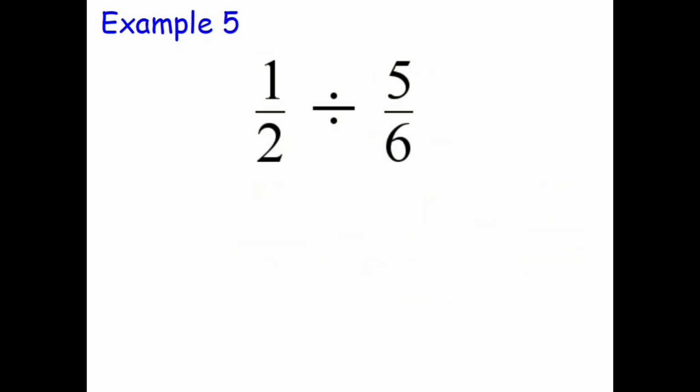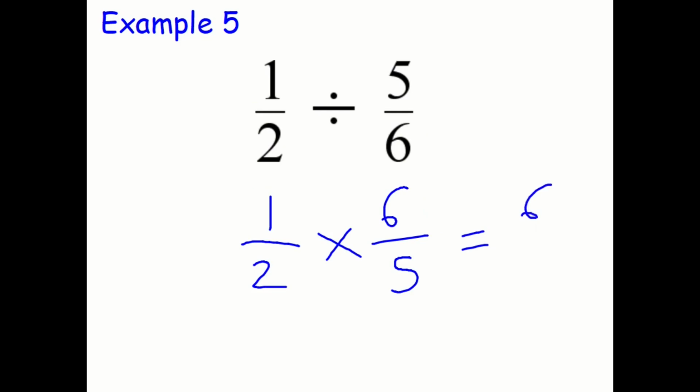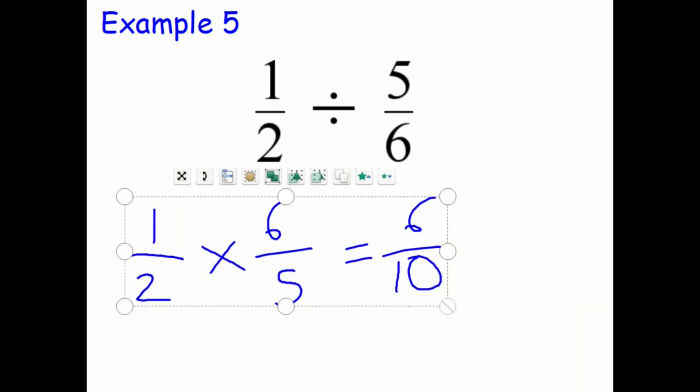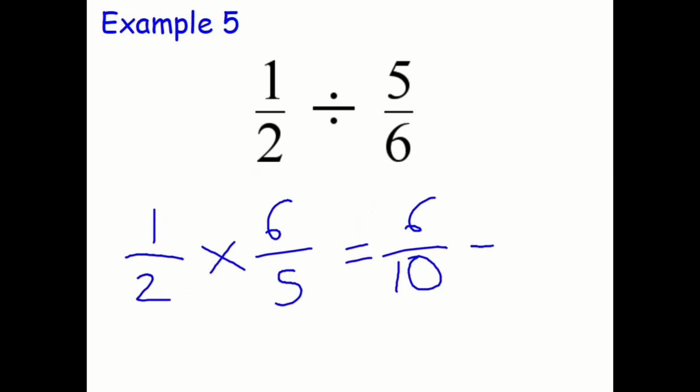When you've got two fractions like this, nice and easy, keep, swap, flip. Multiply across the top and the top, 1 times 6 is 6. Multiply across the bottom, 2 times 5 is 10. And you can simplify this to 3/5.